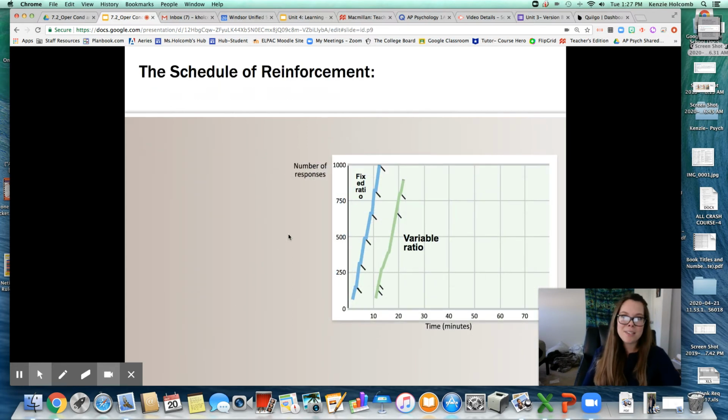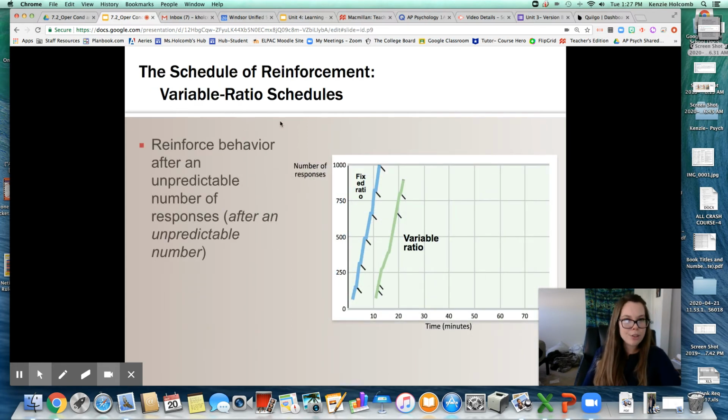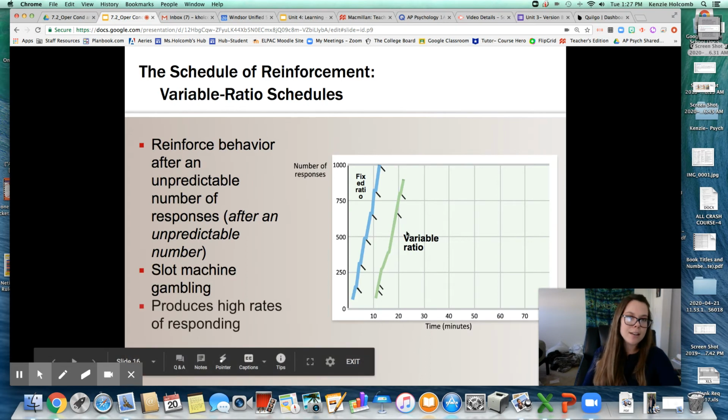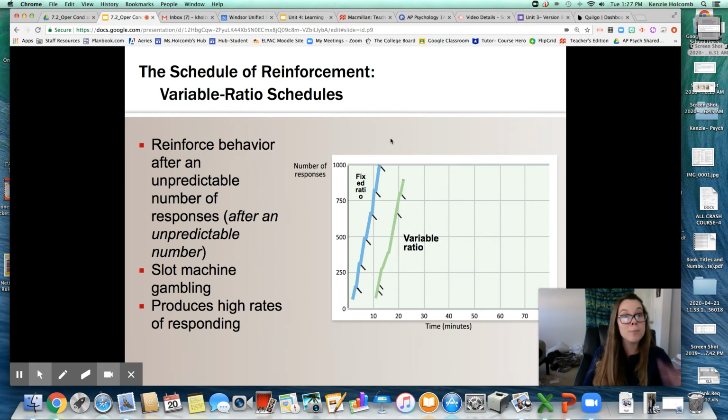So our next type of schedule is called variable ratio schedule. Okay, so the variable ratio, and you can kind of see them, compare them. Fixed ratio tends to have the highest success rate to have people come back. But let's talk about the variable ratio schedule. This is when behavior is reinforced after an unpredictable number of responses. So it's an unpredictable number. This is where slot machines are. So in your notes, please highlight, this is a perfect example. Variable ratio schedule, slot machines, gambling.